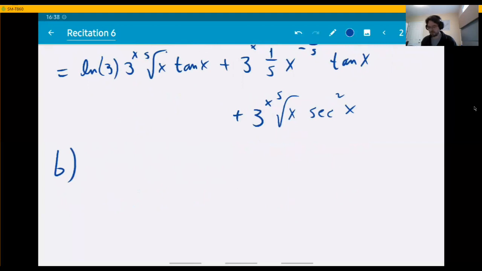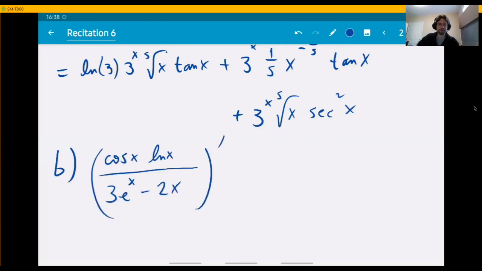I'm looking at the function right now. It was cosine x ln x divided by 3e to the x minus 2x, derivative of this. Okay, here we don't have any functions inside of functions. There is no chain rule yet. This is just a quotient rule because it is a fraction. But when differentiating the numerator, we will also need the product rule because that's a product.